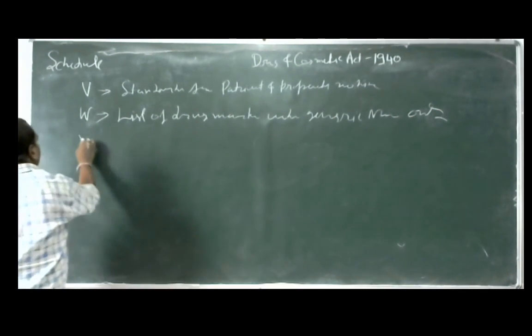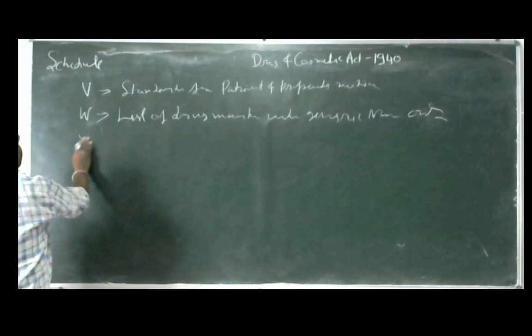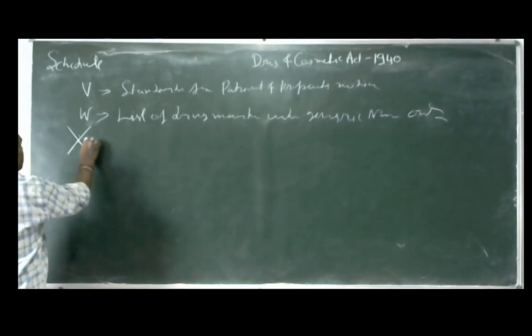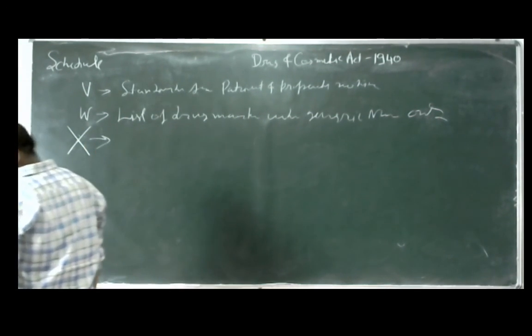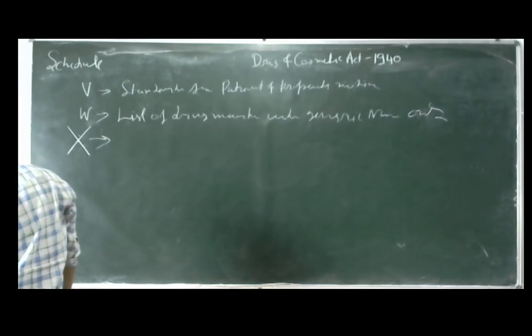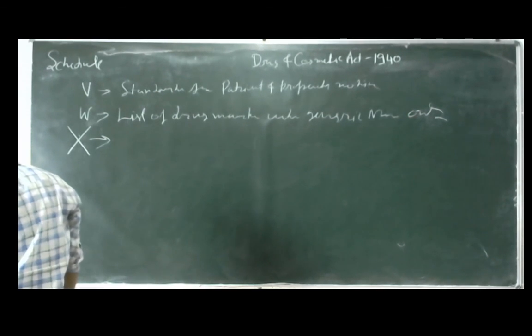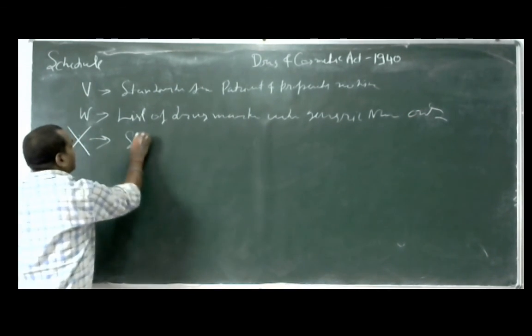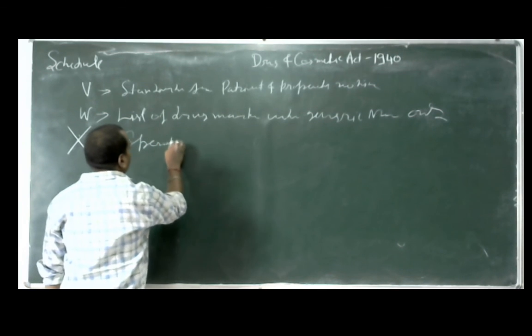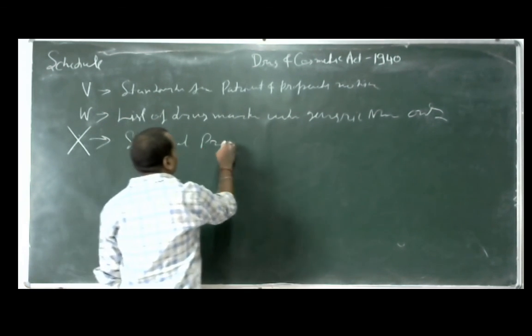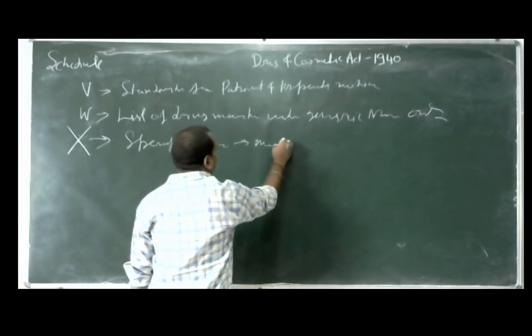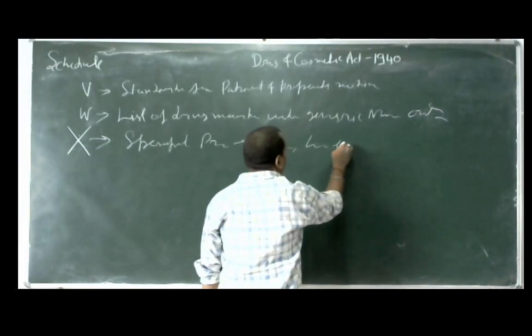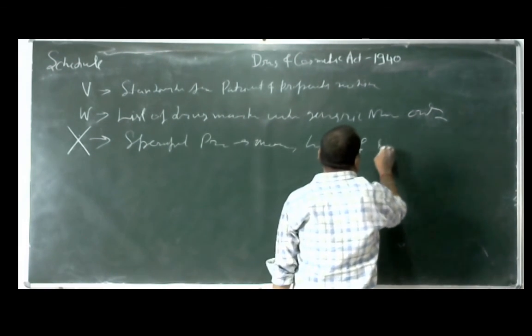Schedule X denotes the list of drugs whose import, manufacture and sale, labeling and packaging are governed by special provisions.